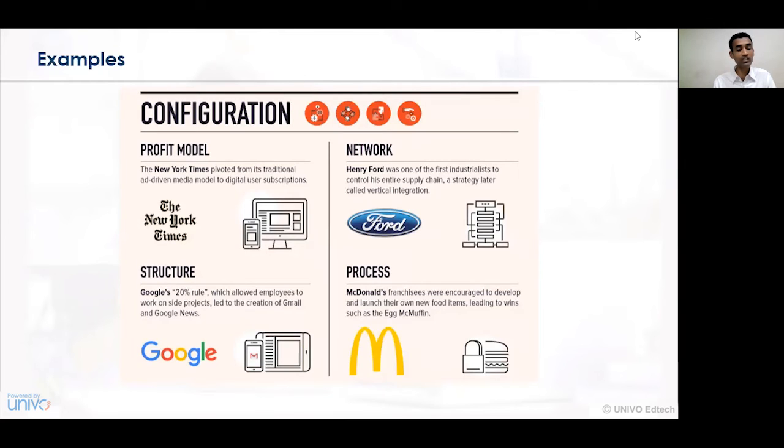The next perspective is the structure. On the basis of structure, we have the example of Google. Google's 20% rule, which allowed employees to work on side projects, led to the creation of Gmail and Google News. Google gave its employees the flexibility that 20% of their time they could work apart from their regular work. So 80% of the work was done specifically for Google, and 20% was done for other activities, which led to side projects, and accordingly to the creation of Gmail and Google News.